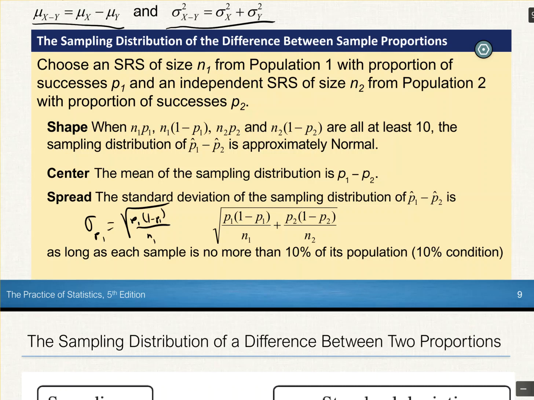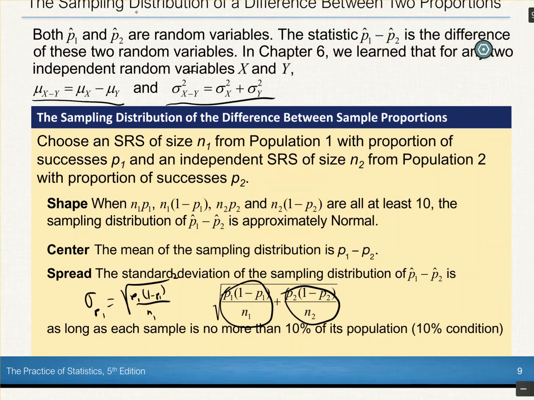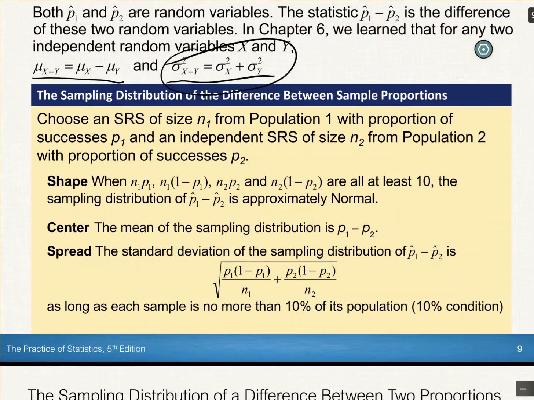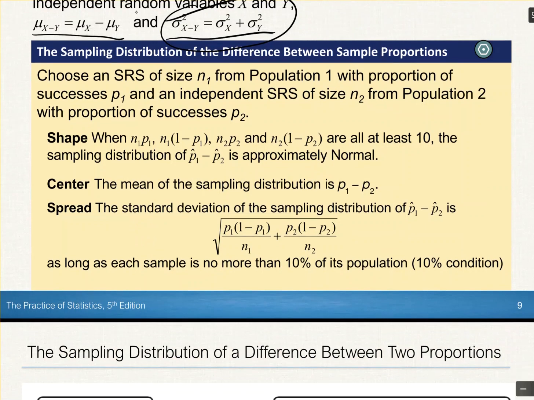Over n1. So notice if I take that and square it, I get that. If I do the same thing for p2 and square it, I get that one. And then we're just using this formula right here to end up with that formula at the end. So it's really just using the formulas that we've used before, all put together. And then we also need to check the 10% condition, right?